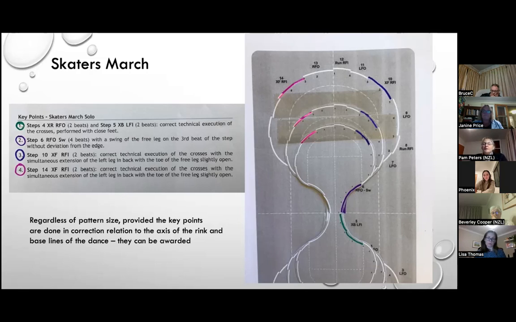Okay, so when I'm looking at the cross in front, let me go back to the swing for a second. The other thing is that the swing says the free leg swings on the third beat of the step without deviation from the edge. So if they swing on beat 2, I can't give the key point. If they swing on beat 4, I can't give the key point. If they do a really lovely outside edge all the way to beat 3.5 and then rock over to an inside edge, I can't give the key point.